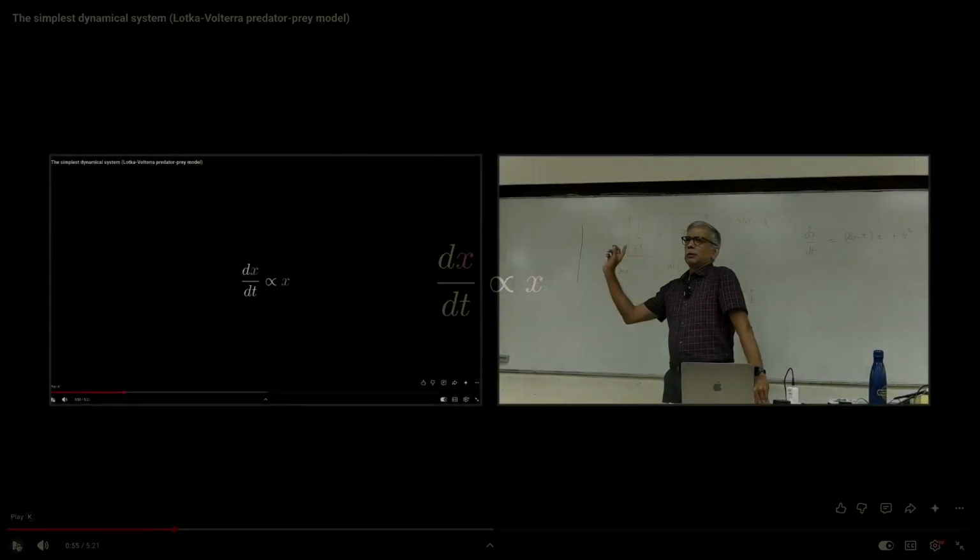Let's try to model the situation mathematically. We have the rabbit or prey population. Let's call them X. Now, the more rabbits there are, the faster they reproduce. Therefore, we can say that the rate of change of this population is proportional to the number of rabbits. So that's the first thing he does. The rate of change of the population of the rabbits is proportional to X.